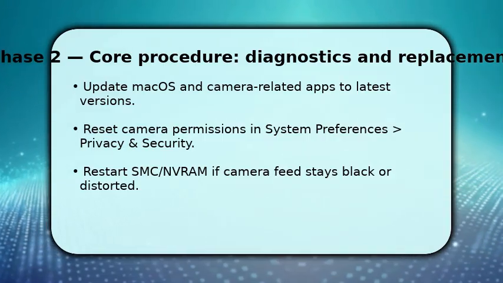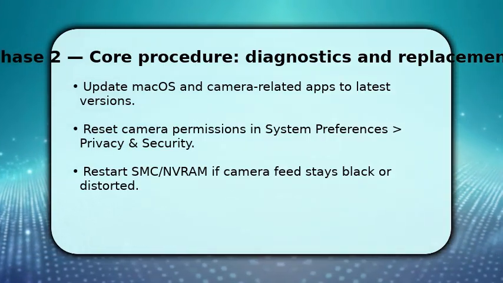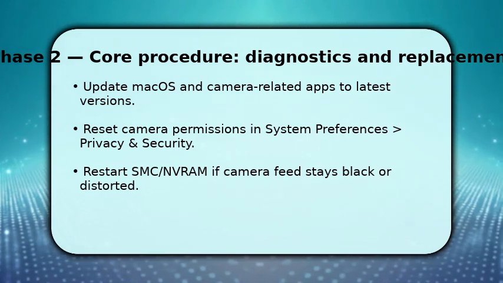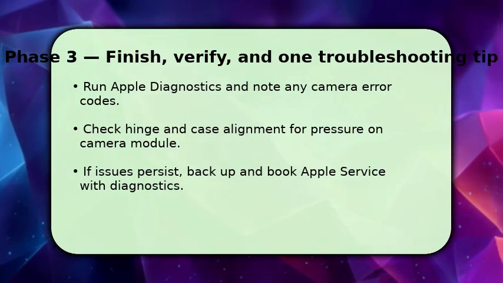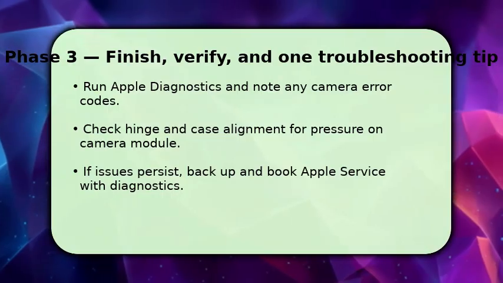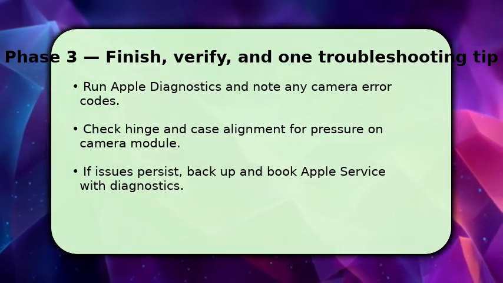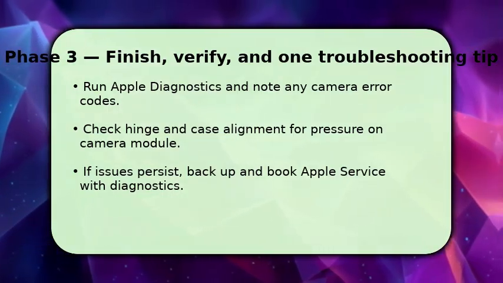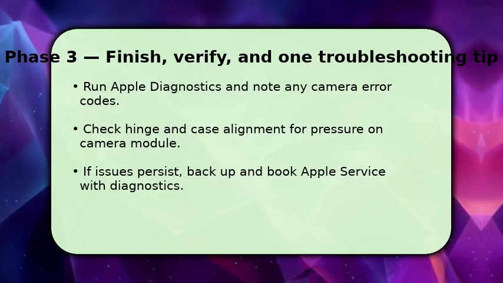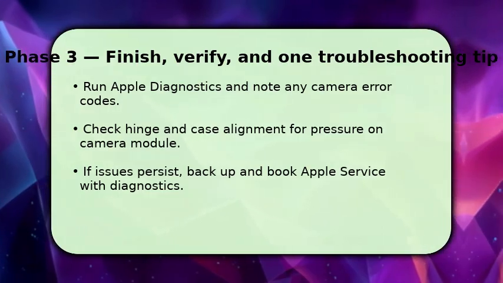You finish with targeted hardware verification and escalation. Run Apple Diagnostics to capture camera-specific error codes. Write them down because they guide repairs. Inspect the hinge area and screen alignment. Pressure or bends can misalign the camera module and cause blur or distortion.